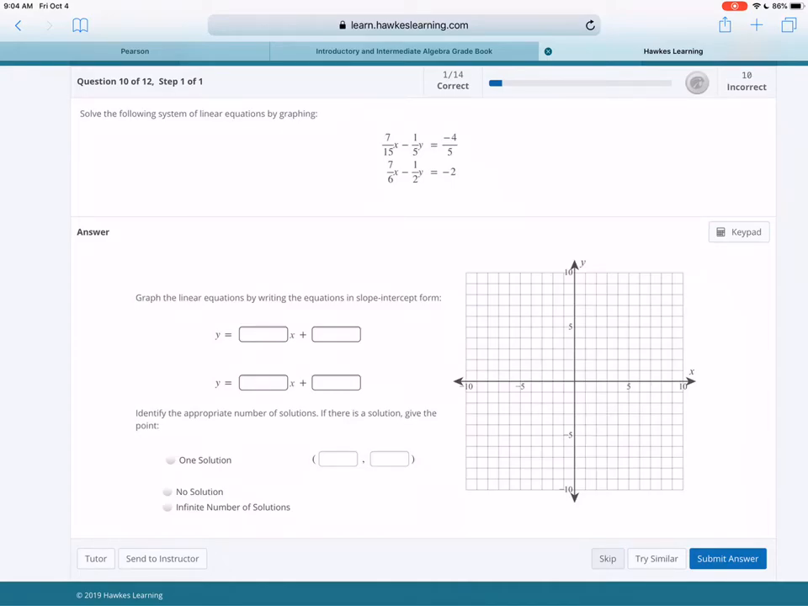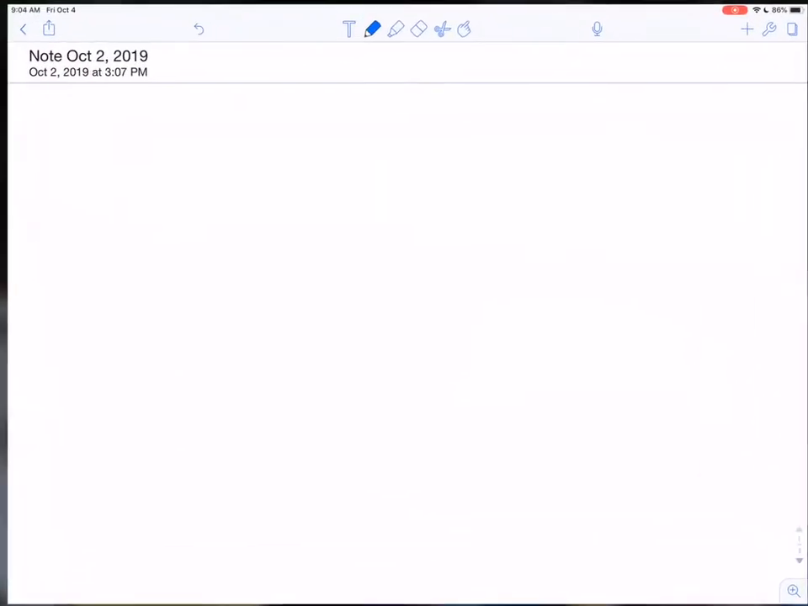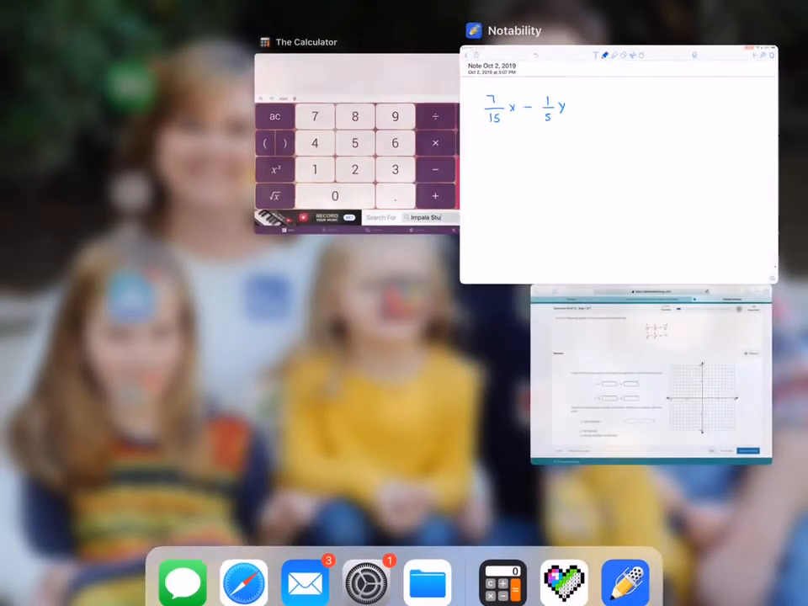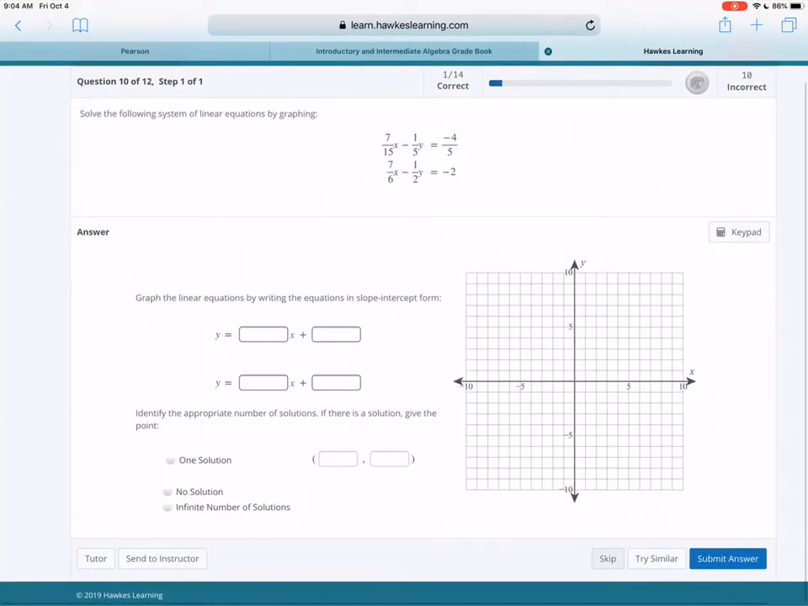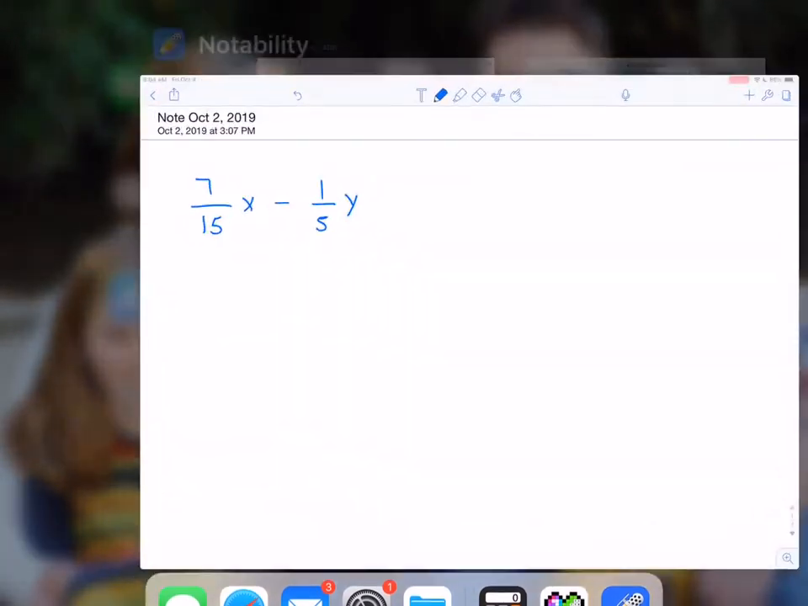If I were solving this system of equations, and again, to do graphing, I need to solve each one for y first. The first thing I would do is not try to start solving for y. It would be to clear those fractions and get rid of the denominators. So my first equation here, 7 over 15 x minus 1/5 y, and this is equal to negative 4 over 5.